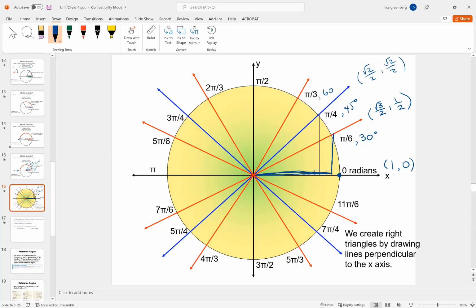Pi over 3, we said is 60 degrees. And it's the same values because the triangles are the same, except we switch the x and y, because now if you look here, we can see the x value is smaller. The length of the x part is smaller than the y. So all that happens is this changes to 1/2 comma the square root of 3/2. And then up at the top, I have 90 degrees and x is 0 and y is 1. So that's the quadrant I really expect everybody to know. We're going to use what we call reference angles to figure out all the rest of the circle.